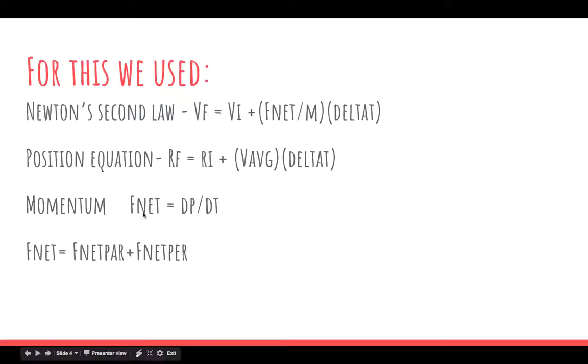The momentum principle says that the net force equals dp/dt, and dp/dt can be divided into the parallel component and the perpendicular component. The parallel component is responsible for the speeding up or slowing down of the object, and the perpendicular component is responsible for the changing direction of the object. Since Fnet is equal to dp/dt, Fnet can also be divided into Fnet parallel and Fnet perpendicular.